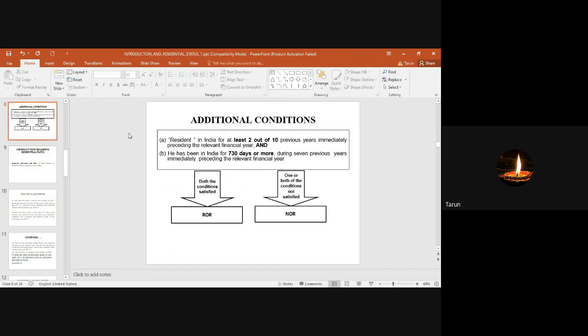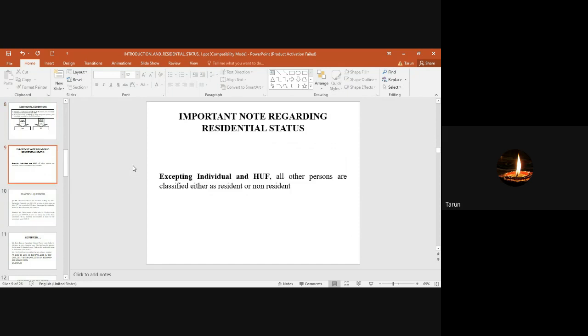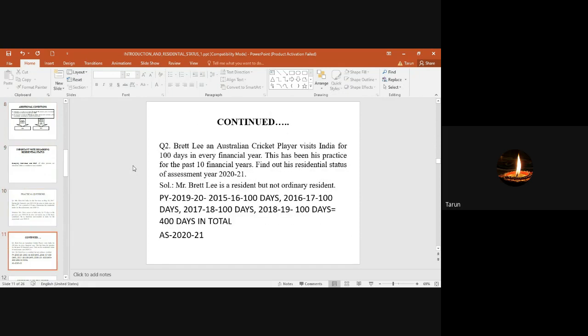So ultimately, we get to know that in order to determine that a particular person is an ordinary resident, he has to spend 730 days or more. So let's come back to the question to see whether Bradley has satisfied the additional conditions or not, in order to know whether he is ordinary or not ordinary. So let's find his residential status. So what is the condition?